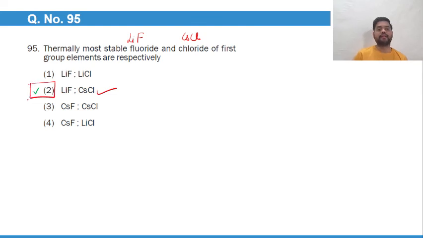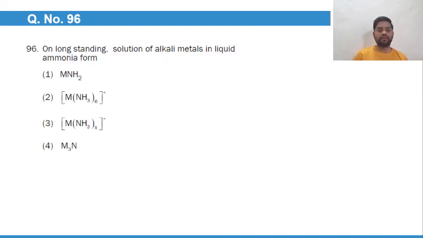Okay. 96. On long standing, solution of alkali metals in liquid ammonia forms MNH2, that is amides. Okay, so 96, option number 1 will be the best answer.